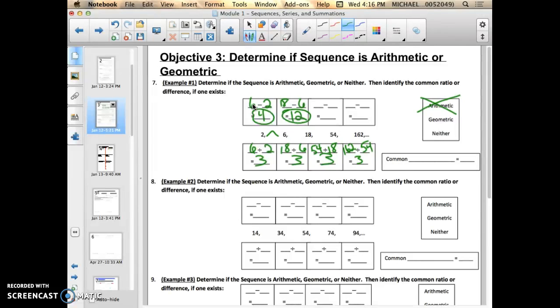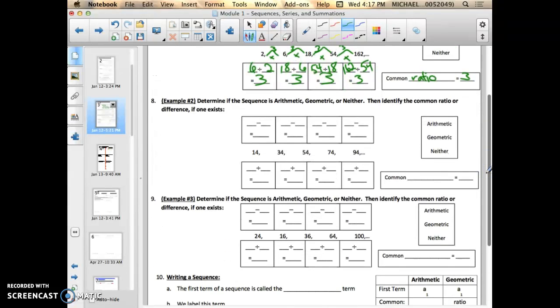I'm going to write it small. 2 times 3 is 6, times 3 is 18, times 3 is 54, times 3 is 162. So to get to the next number in the sequence, you have to multiply by the common ratio of 3. So the common ratio is 3.